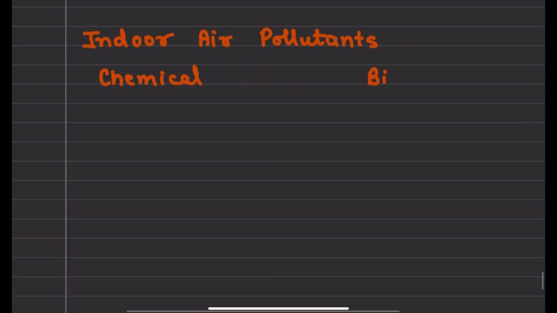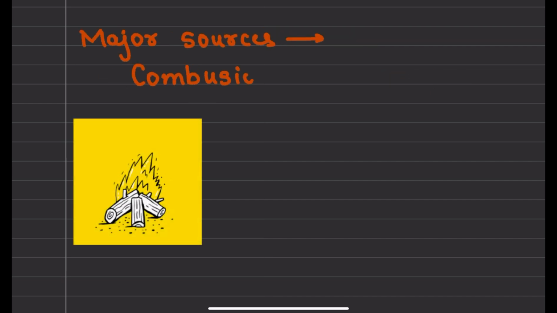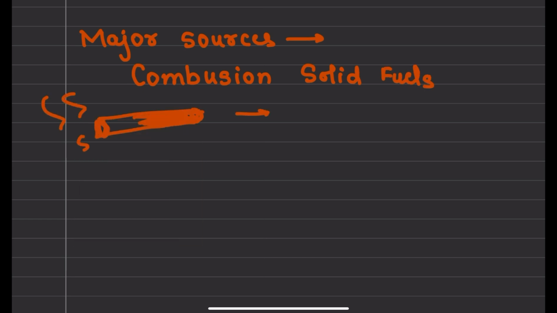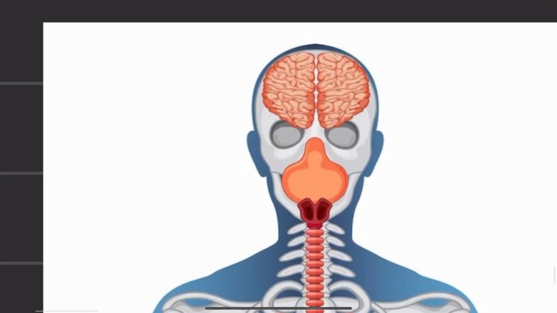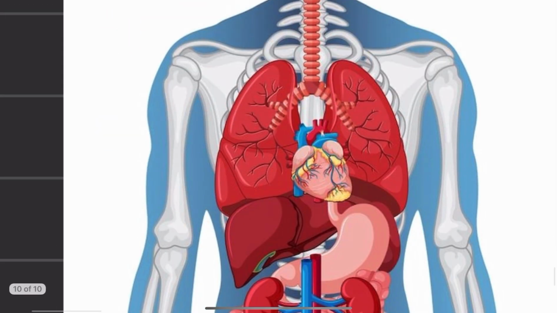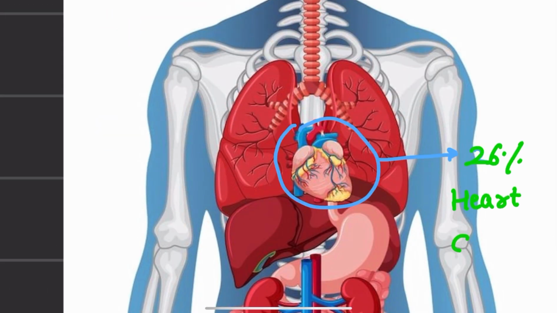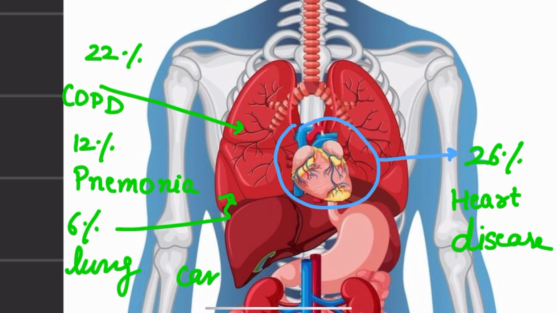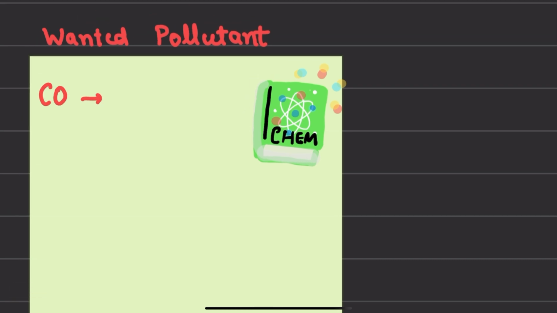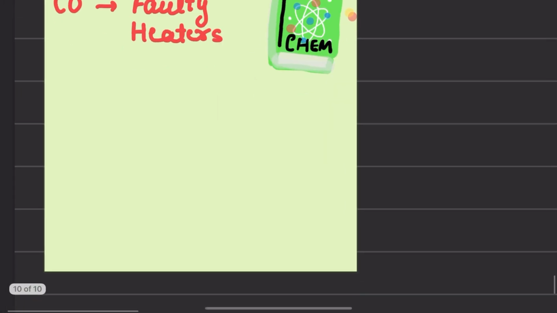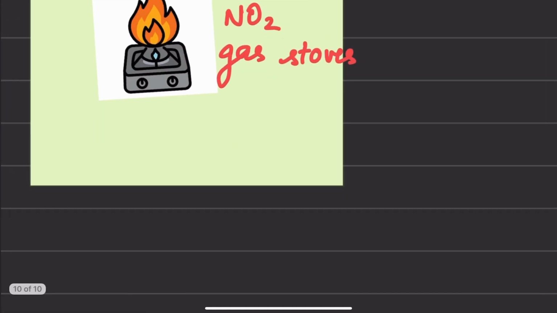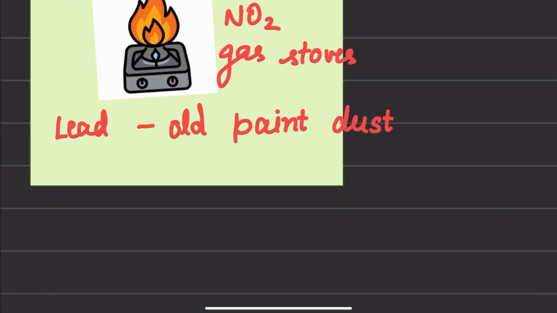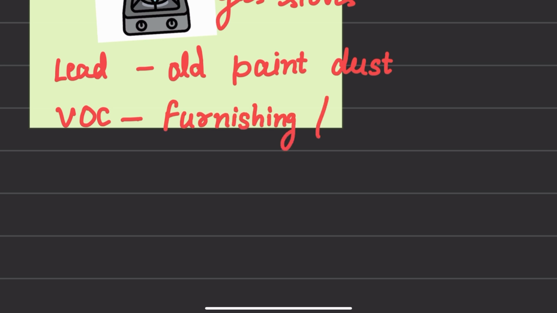Now, indoor air pollution. A human being spends most of its time indoors. So, major sources of pollution are combustion of solid fuels and tobacco smoking. Indoor air pollution impacts include stroke, heart diseases, COPD, pneumonia, and lung cancers. The pollutants are carbon monoxide released by faulty heaters, nitrogen dioxide by gas stoves, lead by old paint dust, and VOC by furnishing and cleaning supplies.